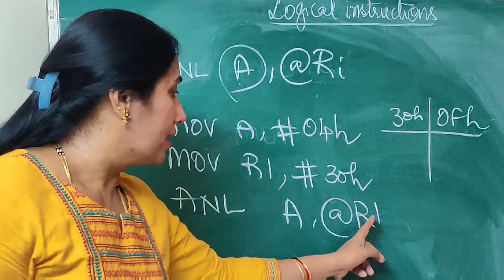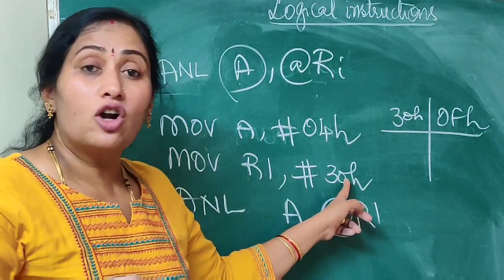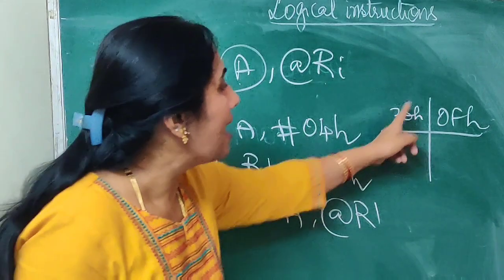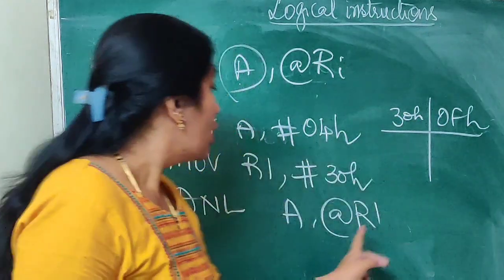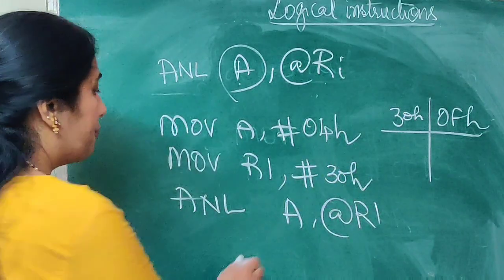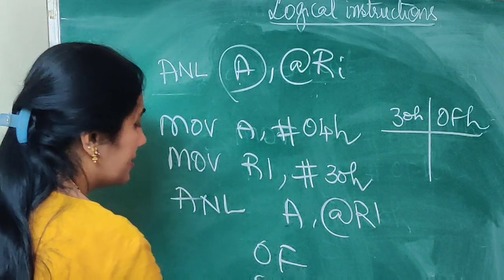Okay, @R1 is having certain data, that is 30 hex. It is not the data, it is the address of the memory location, right? 30 hex is having certain data, that is 0F hex. So the content of that location, that is 0F, will get combined with the contents of the accumulator. What is the accumulator having?